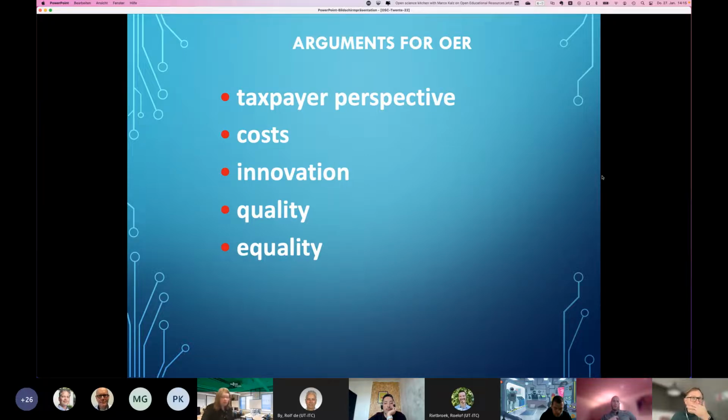There was an expectation that OER would actually in itself lead to innovation because we collaborate much more via the resources, and then we would also get acquainted with different ideas about the same subject and so on. There are assumptions that quality improves with the use of OER and that equality improves also with the use of OER.